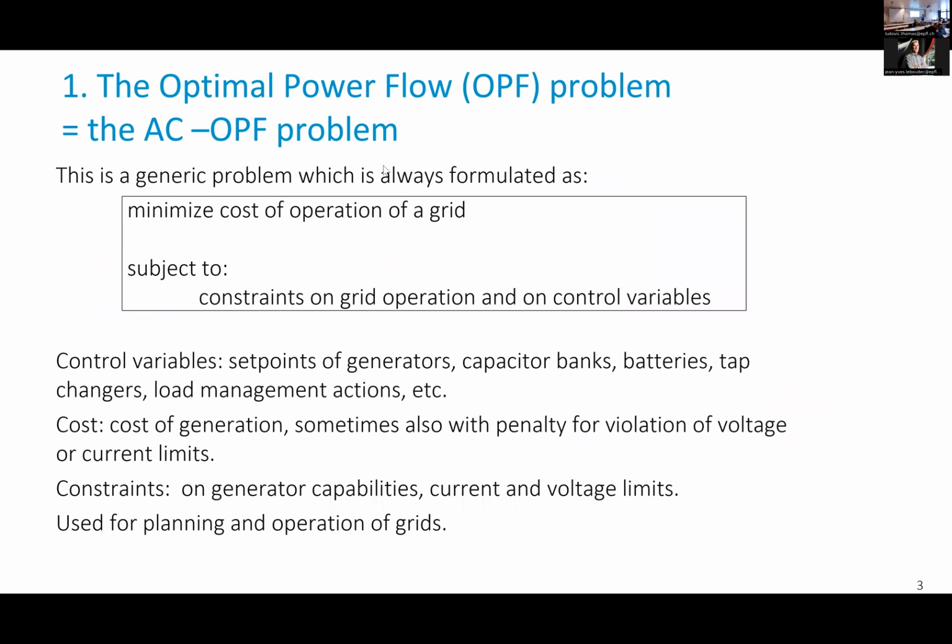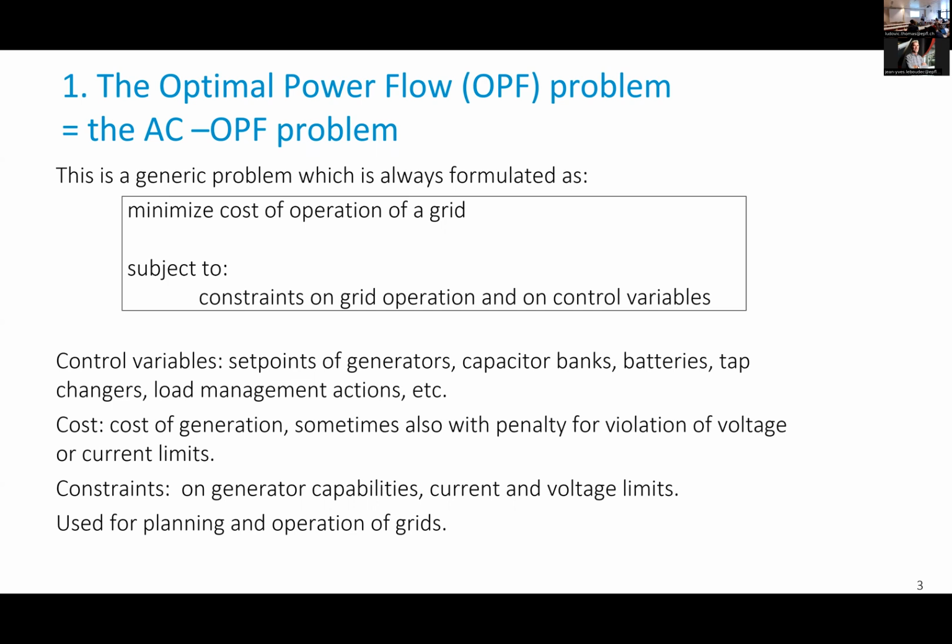So optimal power flow is really the canonical grid control problem. That's the standard problem that any grid control system has to solve. It's formulated as: minimize the cost of operation of an electrical grid subject to constraints. What are the constraints? Well, the constraints are on grid operation, on voltage, for example. The voltage should be within plus or minus 10% of 1 per unit of the nominal value.